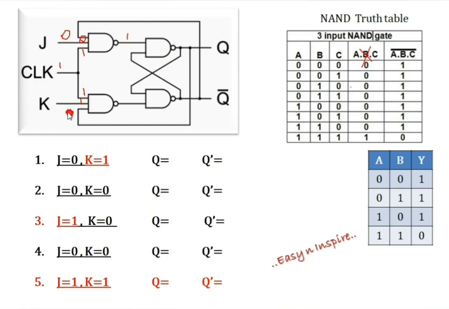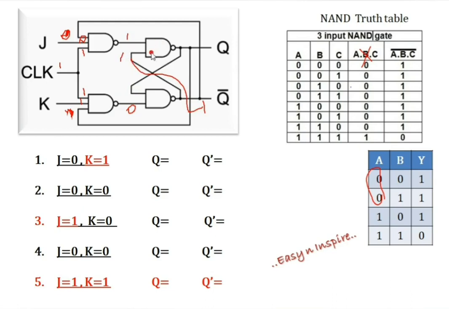So I'm removing this one here. 1, 1 to the NAND gate results in 0. So we know one input, we don't know the second input. If you observe this carefully, we know one input, we don't know the second input. So either 0 or 1, it results in 1. This one I am taking here.